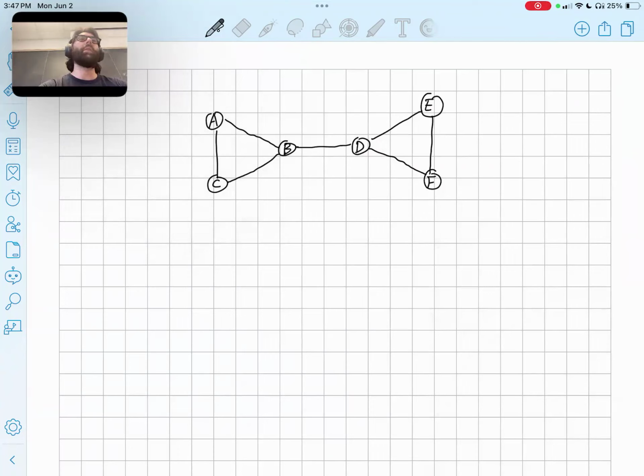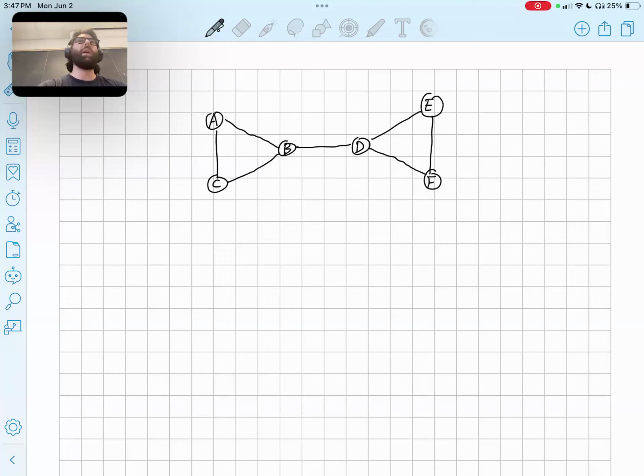So our theorem told us that we have an Euler circuit if and only if we're both connected and all of our vertices are even. And we have an Euler path if and only if we're connected and we have exactly two odd vertices, okay? So we just need to check if it's connected, look at the degree of each vertex, and see what we have.